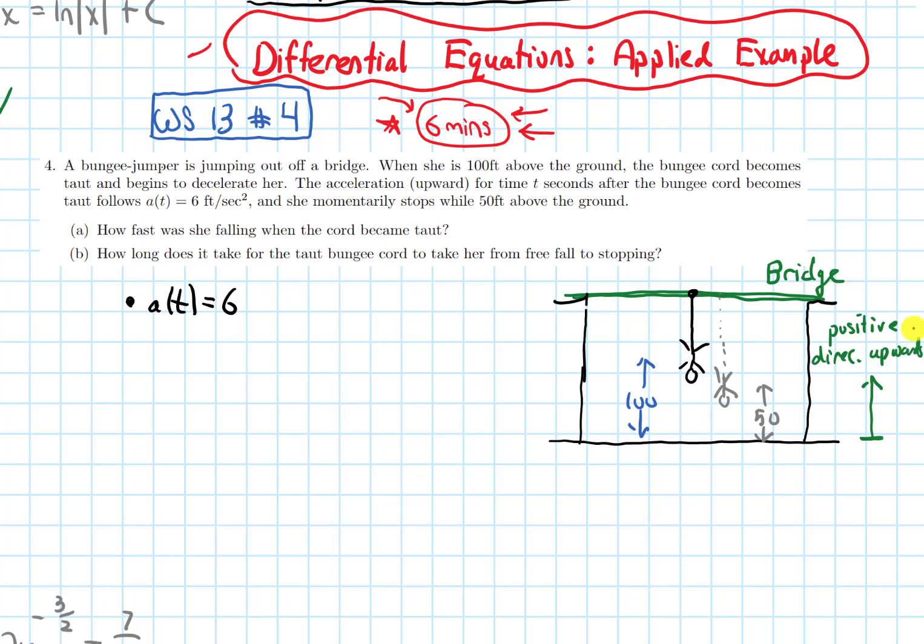I can also tell that upwards is the positive direction from the context of the problem, when it tells me that the acceleration is upwards, and when it says the acceleration is 6, that's a positive number. So what we were saying is at this moment when the bungee jumper momentarily stops moving, they're 50 feet above the ground. That means their velocity is 0 because they momentarily stop when the position, or the height, is 50.